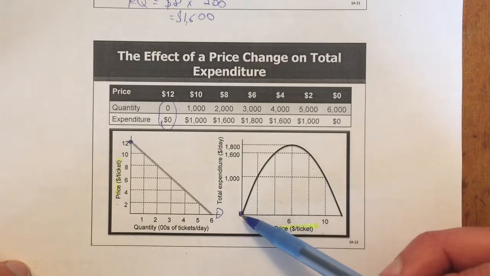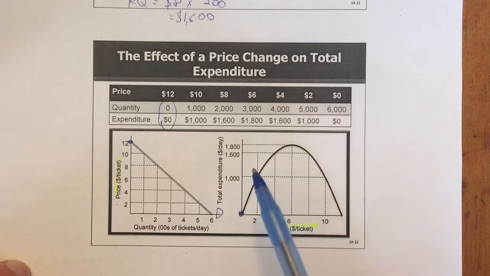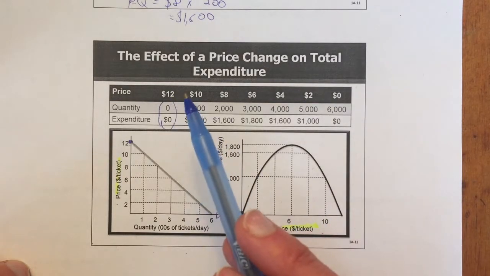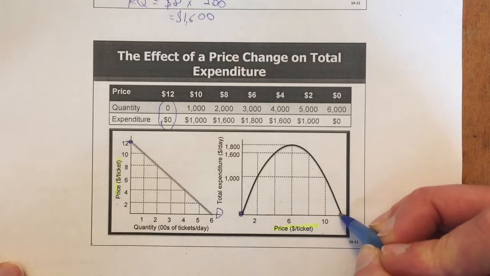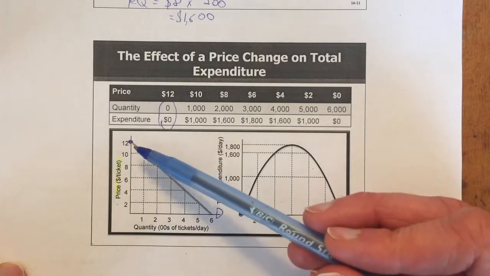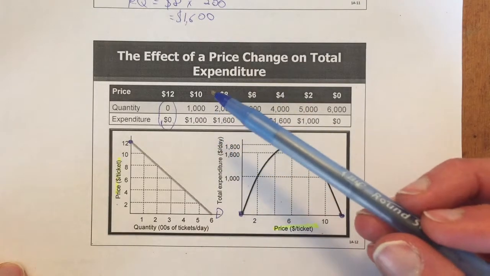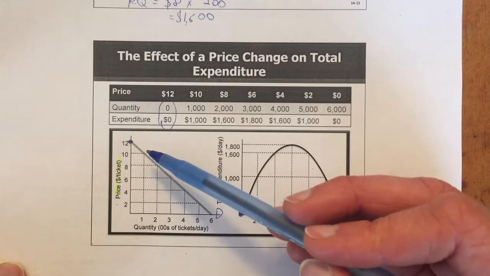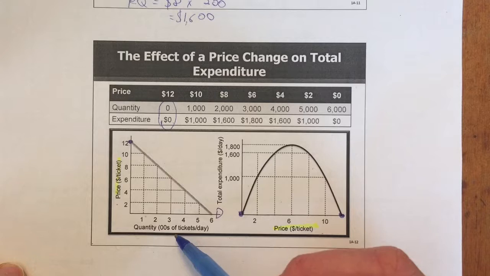But initially, we'll start at 0. So at the beginning, there'll be 0 total expenditure, and then eventually, if the price is high enough, then it'll also become 0. So, okay, price of $12 is associated with this other end of the graph here. So $12 would be this point, because the quantity demanded at $12 is 0, so total expenditure is 0. Now, if the price is $10, the quantity demanded is going to be 100 tickets per day.